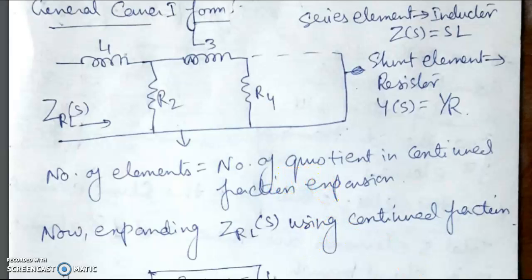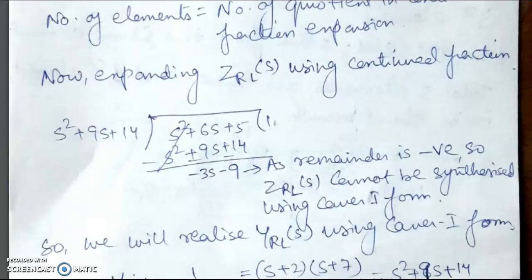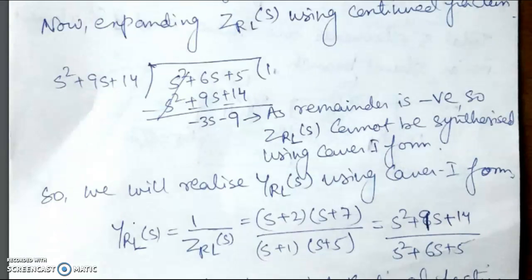So to obtain the Cauer 1 form of this RL impedance function, we have to expand this impedance function using continued fraction expansion. When we expand it, we will see that at the first step only the remainder comes negative. Because the remainder is negative, that means Cauer 1 form is not possible with this function. So instead of realizing this Z_RL, we will start realizing Y_RL, the admittance function of the RL network.